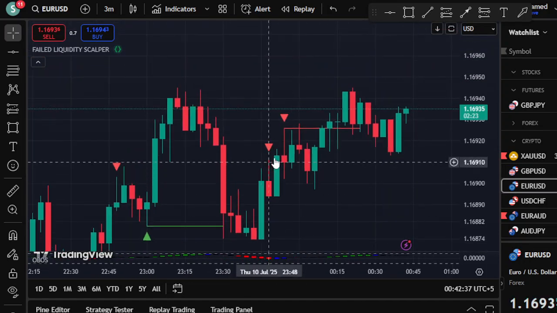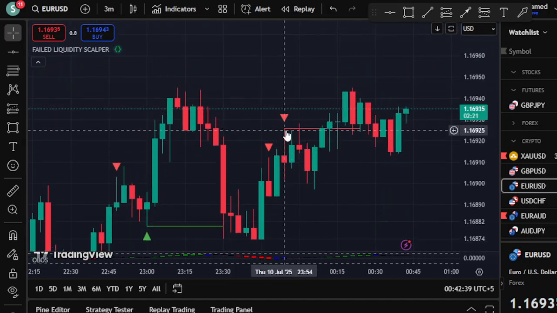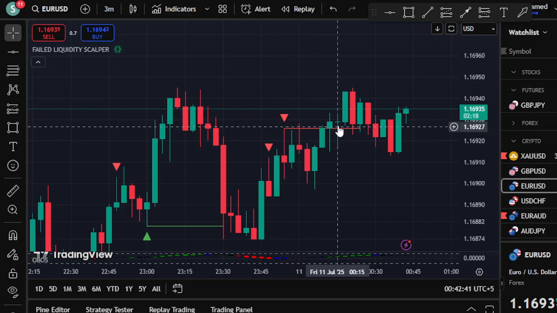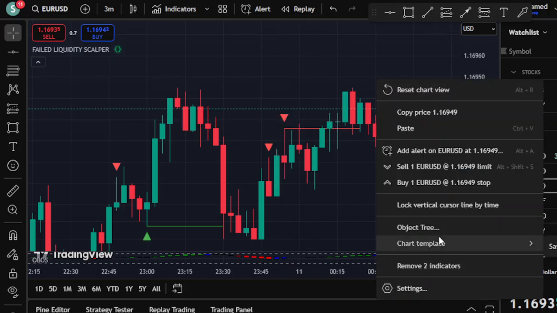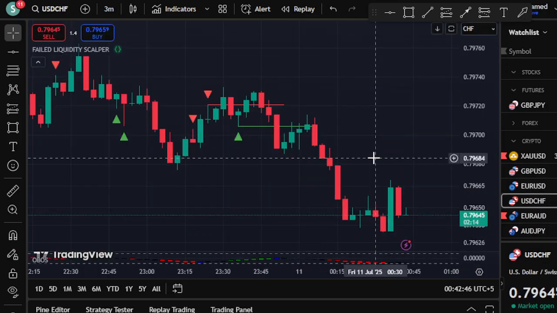Like for example, this is Euro USD. Price breaks above the high of the red signal candle, then you will buy. You can see the price is up. Okay, I can show you one by one. Just relax and see.